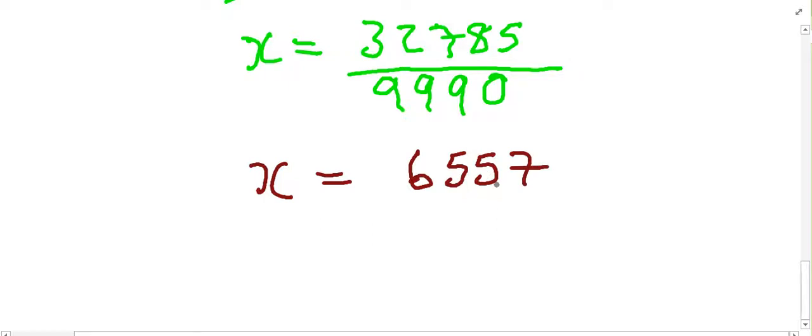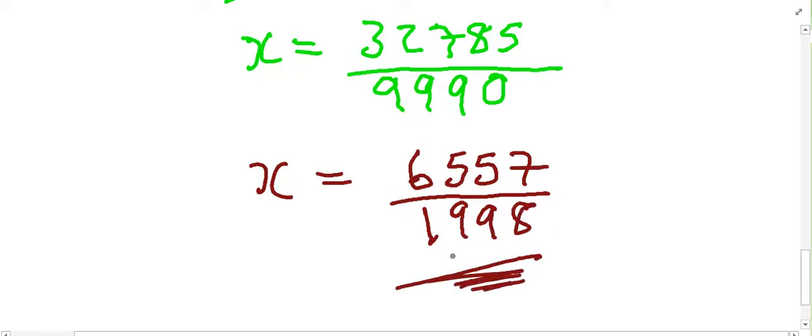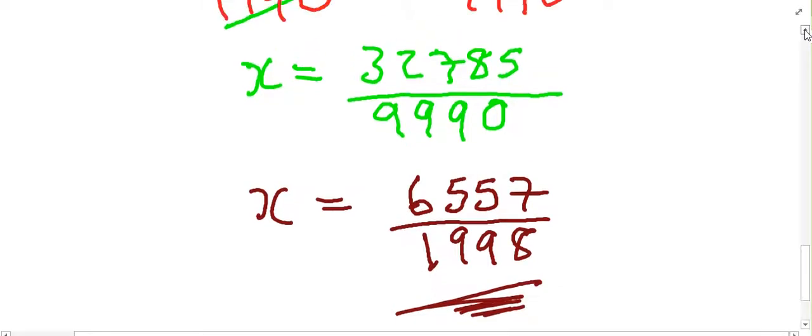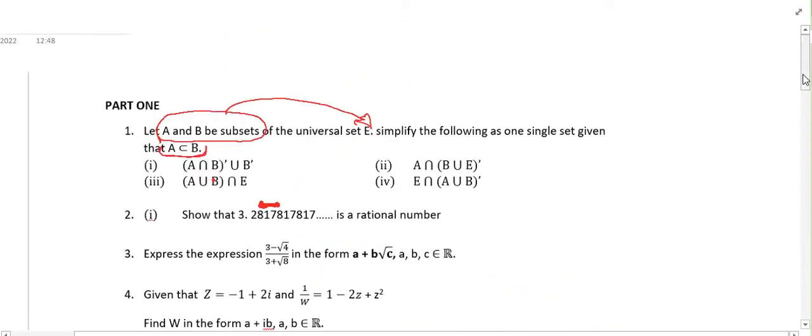Okay, so 6557 is our answer, on top. Then over, you say 9990 divided by 5. So 9990 divided by 5 is just 1998. Okay, so this is our final answer for that expression. So we have simply answered this expression of writing that in the form of a rational number.